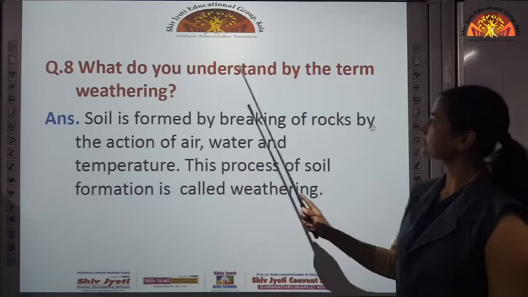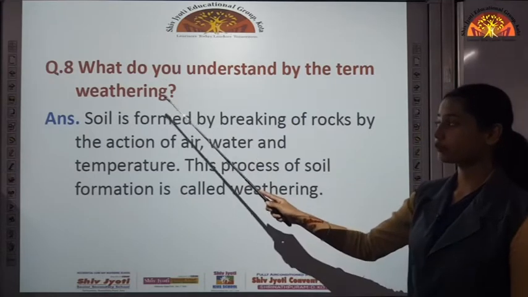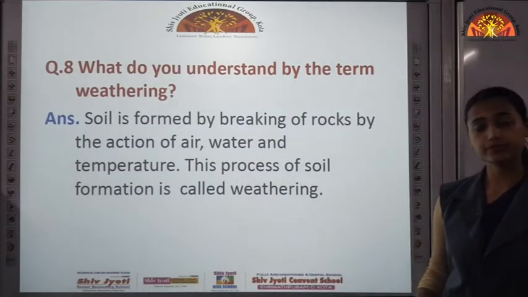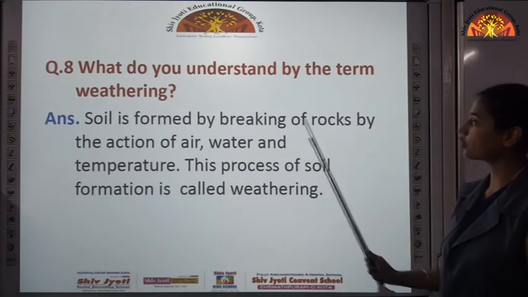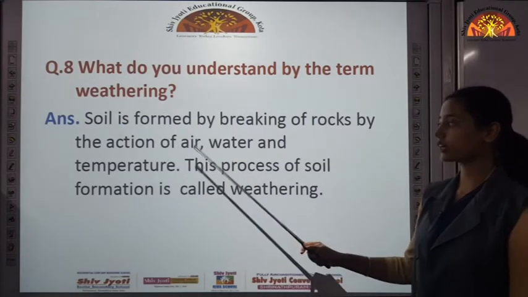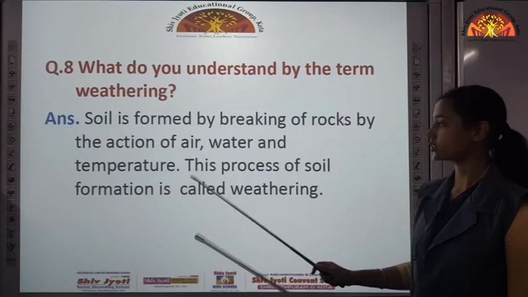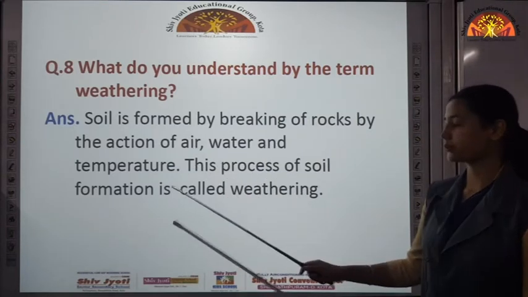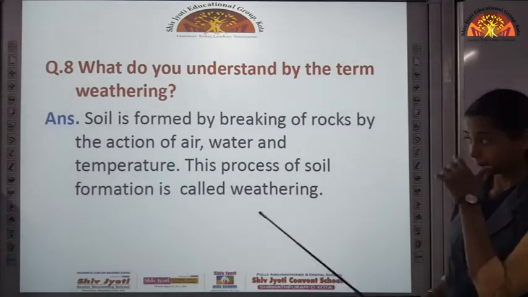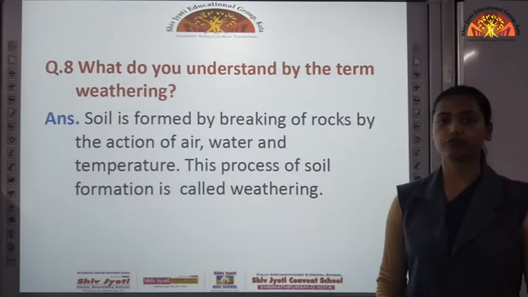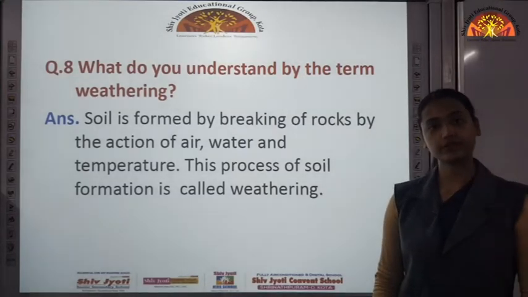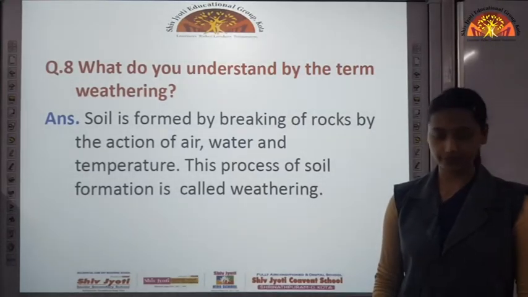Then what do you understand by the term weathering? Weathering is the process by which soil is formed. So, soil is formed by the breaking of rocks by the action of air, water and temperature. This process of soil formation is called weathering, and besides these agents, if microorganisms are involved, then that type of weathering is known as biological weathering.